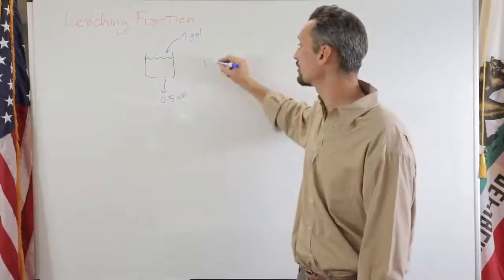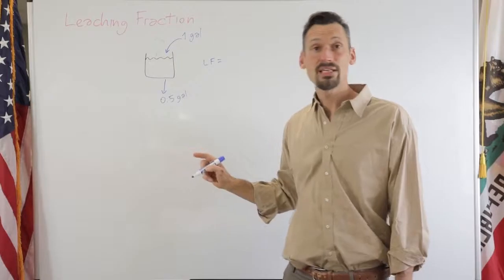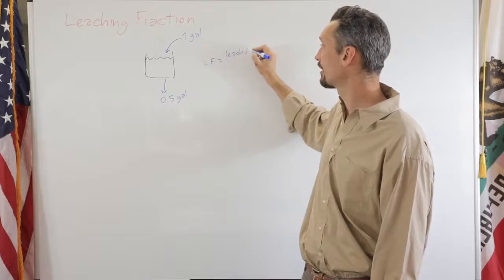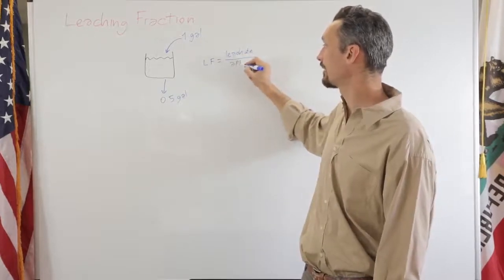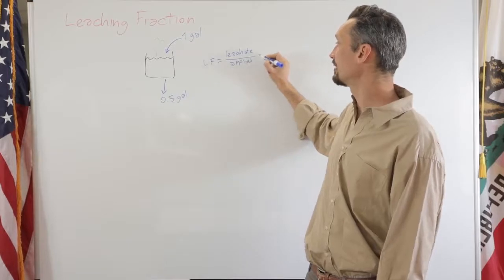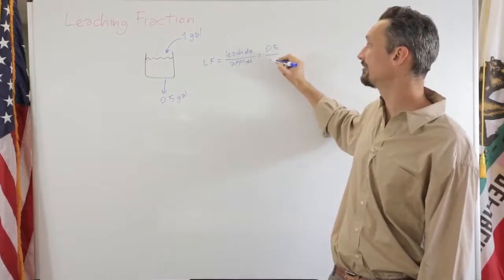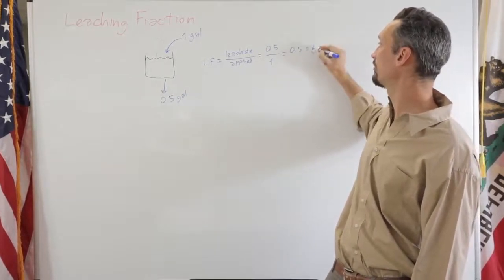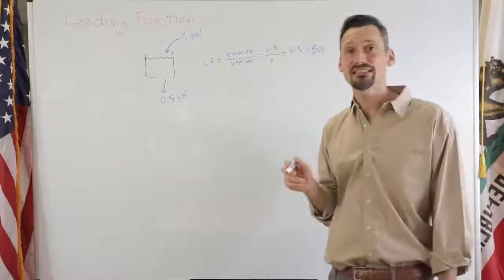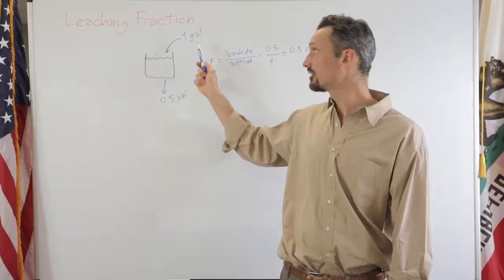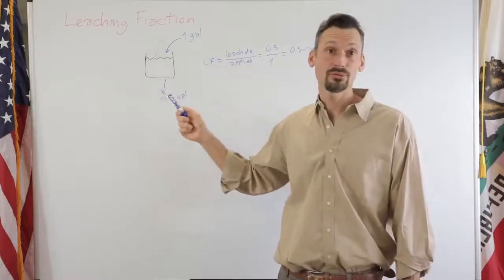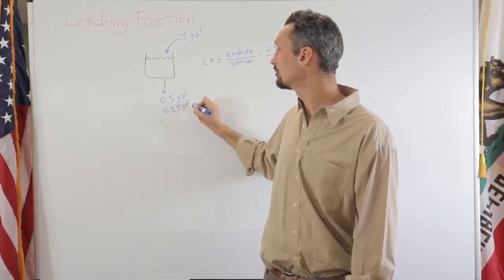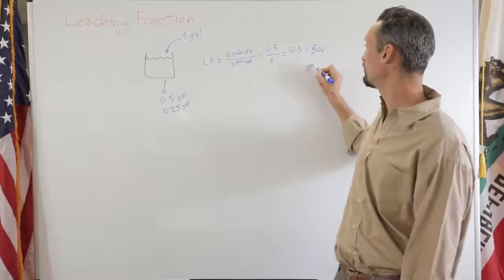So then the leaching fraction, LF, will be the ratio of the two. So the leachate divided by the applied. And in this case it will be very simply 0.5 divided by 1 equals 0.5. That also means 50%. So a leaching fraction of 50% would mean that half of the water that was applied leached out. If instead, let's say that 1/4 of a gallon leached out, then the leaching fraction would have been 25%.